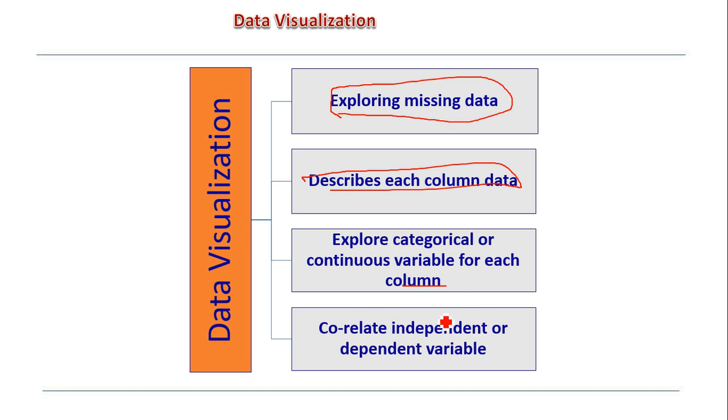Then we need to correlate the dependent and independent variables, that is the target variable and the feature set. Which variable is predicting the outcome? Those are the primary attributes we need to identify, and then the secondary attributes. The attributes which are not influencing the output variable, we can ignore or remove from our data set. This is about data visualization.